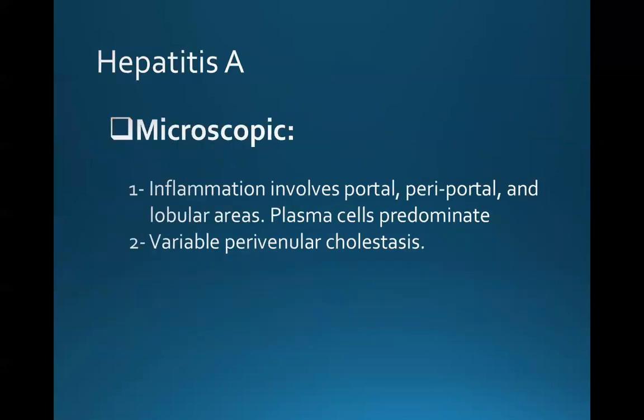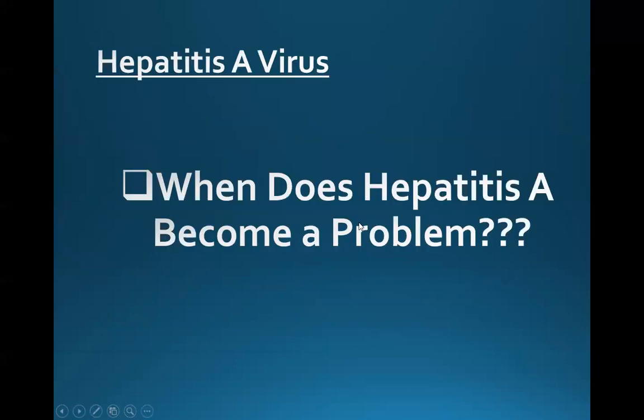And when it comes to microscopic findings, you will see actually the portal, because it is an acute periportal hepatitis, and may also spill over into the lobular region. The plasma cells predominate. There's variable cholestasis.